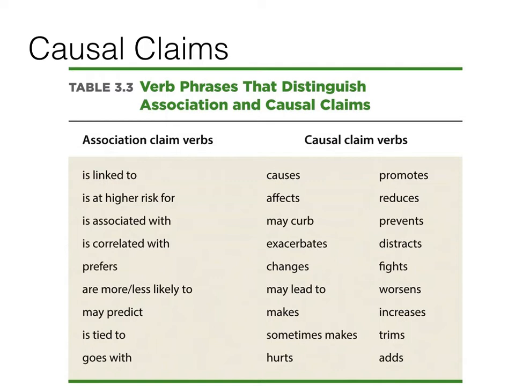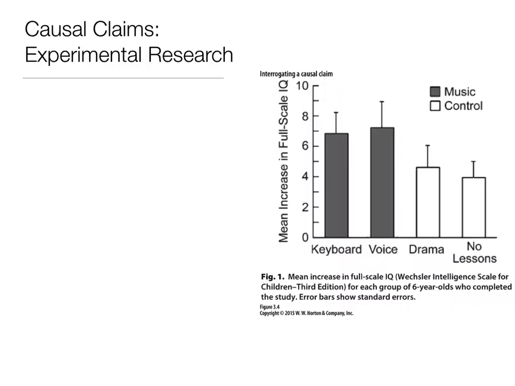Where causal claims are going to say cause, affects, exacerbate, changes, adds, fights, distracts, prevents, reduces. It's saying that there's more than just a relationship going on here, that one is causing change or is likely causing change in the other. So when you're reading the literature, those are the kinds of claims to look out for. So when you go back and you're having to identify different kinds of research designs, go back to this table. It's very, very helpful, table 3.3 in your textbook.